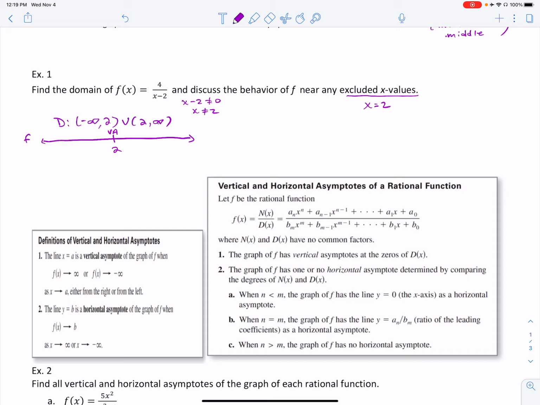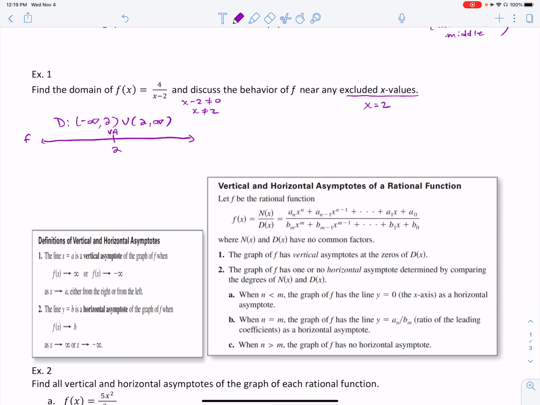Basically, if you're graphing it, you're graphing to the left of 2 and you're graphing to the right of 2, and you have to pick up your pencil as you change from the left side to the right side of 2. And so that causes an opportunity for this function to change signs. And so we want to discuss the behavior near any excluded x values.